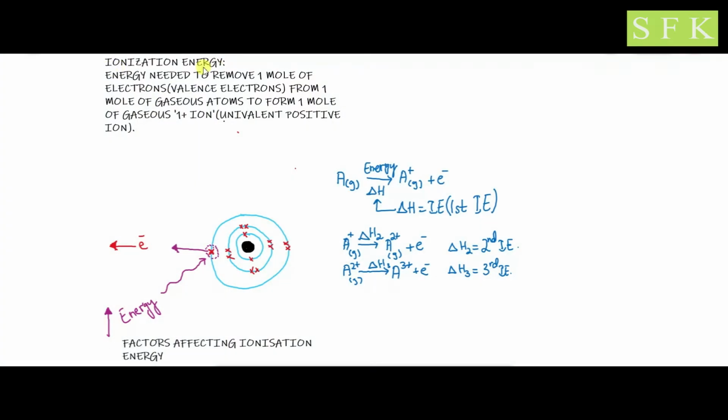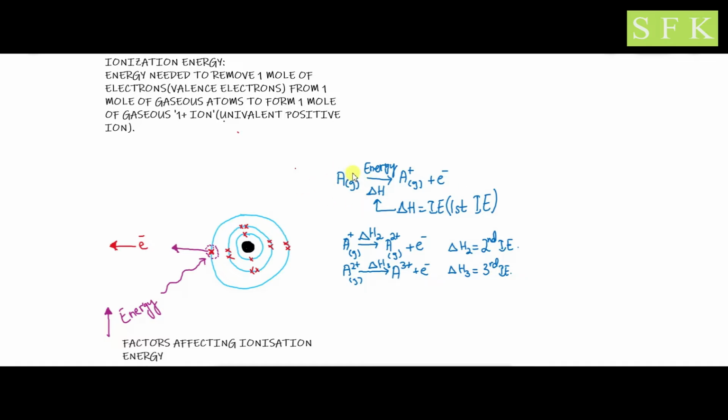The ionization energy. So let's look at the definition of ionization energy. By the way, this definition is very important because it has been repeatedly asked in past year papers. Ionization energy by definition is the energy needed to remove 1 mole of electrons, the valence electrons, from 1 mole of gaseous atoms to form 1 mole of gaseous 1+ ions, which are univalent positively charged ions.